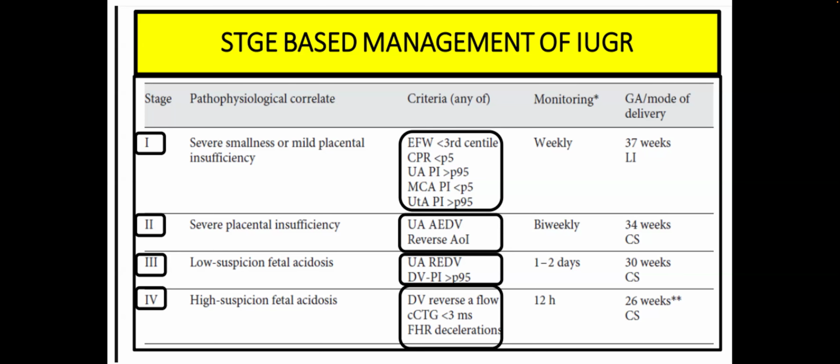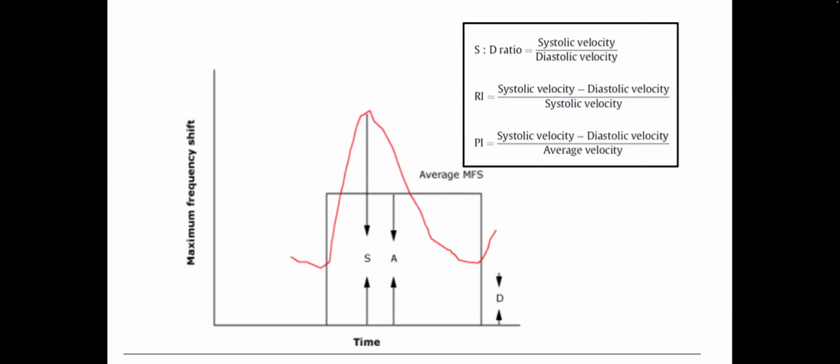And if it's a low suspicion of fetal acidosis, almost impending acidosis, with a UA persistent REDF and DV PI of more than 95, then maybe you have to repeat every 1 to 2 days and deliver at 30 weeks. And if it's almost a fetal acidosis with a DV reversal, then maybe 12 hours and earlier delivery may be indicated. So that is how you manage these babies who have a very bad antenatal surveillance or who have risk of fetal hypoxia.